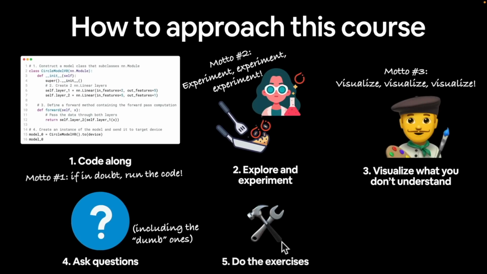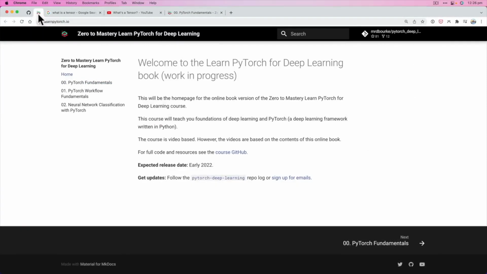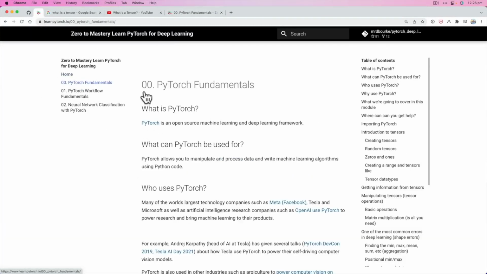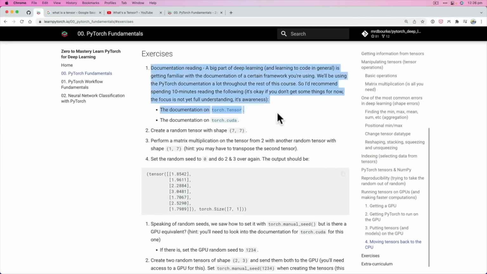Number 5, do the exercises. There are some great exercises that I've created for each of the modules. If we go, have we got the book version of the course up here? We do. Within all of these chapters here, down the bottom is going to be exercises and extra curriculum. So we've got some exercises there.